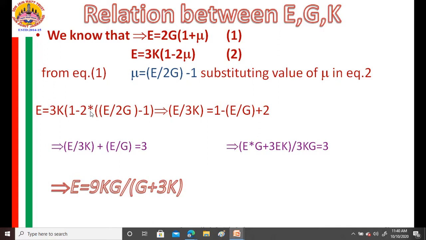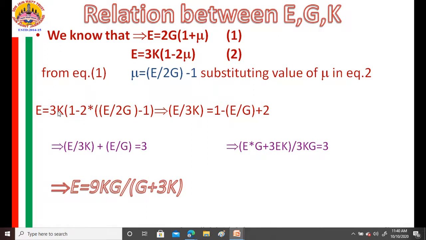Just see here. You are taking 3 into 3KG, that is becoming 9KG. And E you are taking out. What is left out there? G plus 3K. That I am bringing to this side. Is it clear? Yes, sir. Anything else? Okay. Shall we go ahead.